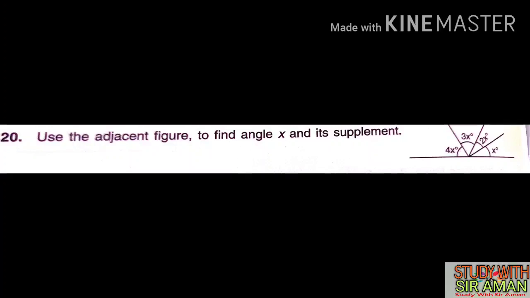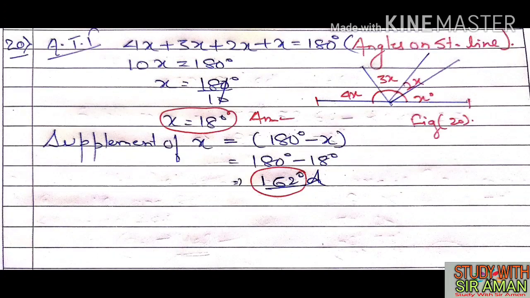See the solution. Check according to the figure. What first word I have written here? ATF. According to the figure, all angles I have written, 4x plus 3x plus 2x plus x is equal to 180 degree. You can check from the figure serially. So 10x equal to 180, therefore x is equal to 18 degree. Simplification. One more question was here. Find the supplement. Supplement means 180 degree minus 18. 162 is our required answer. The questions which we are dealing with today are based on complementary angle and supplementary angle. Complementary means 90, supplementary means 180 degree. Clear?